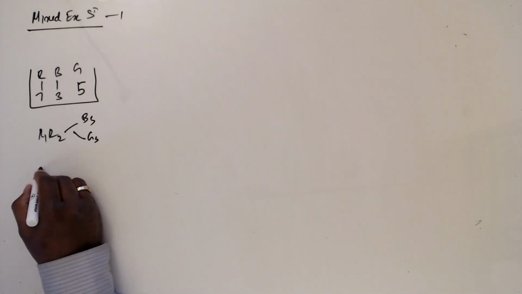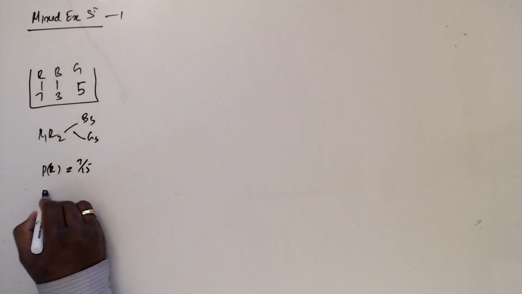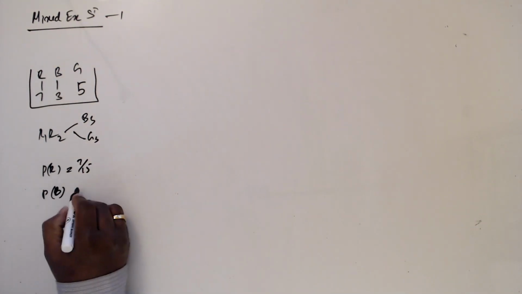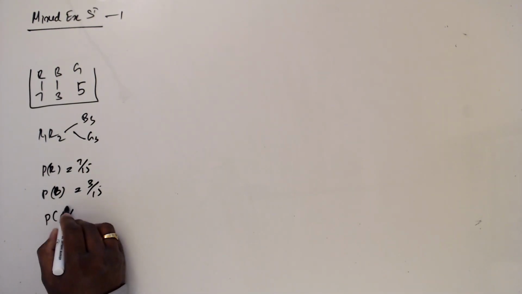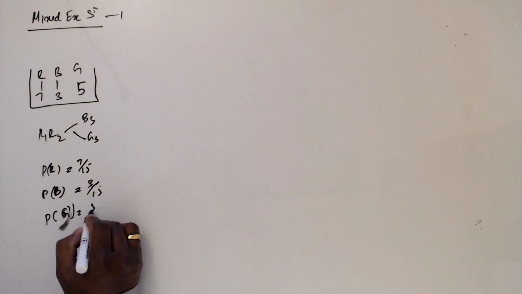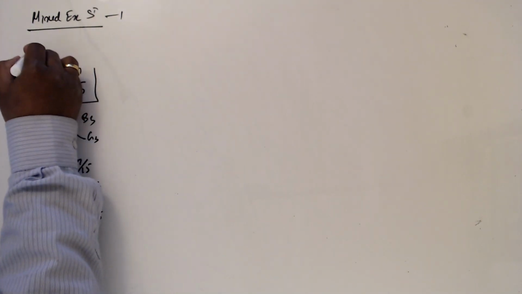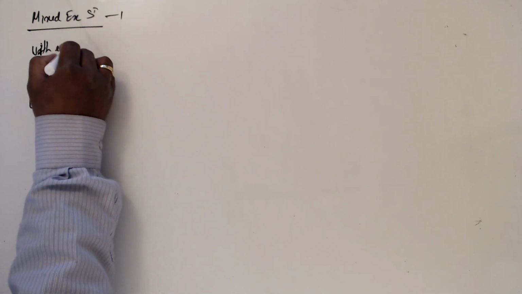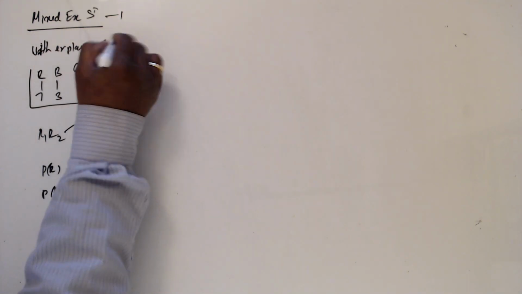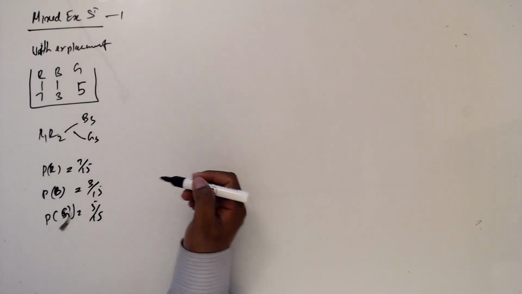So probability of getting red is 7 out of 15. Probability of getting blue is 3 out of 15, and probability of getting green is 5 out of 15, and this is with replacement. Hence the probability is always the same.